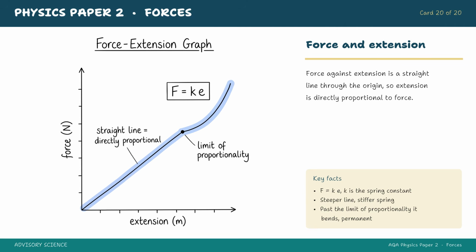A steeper line means a stiffer spring. If you add too much weight, the graph bends. This point is the limit of proportionality. Past this point, the spring is permanently damaged and will not snap back to its original shape.